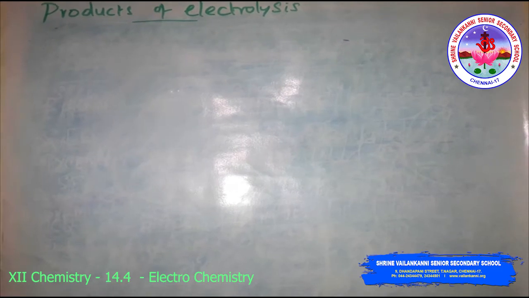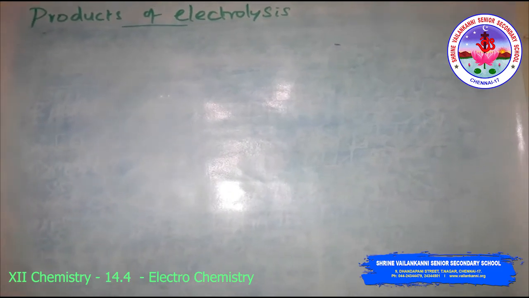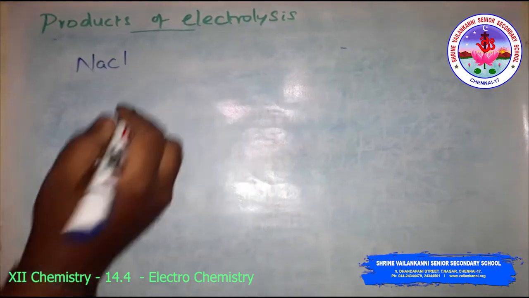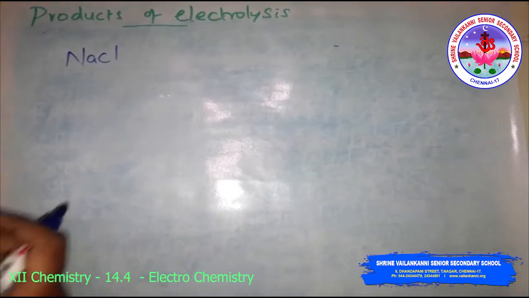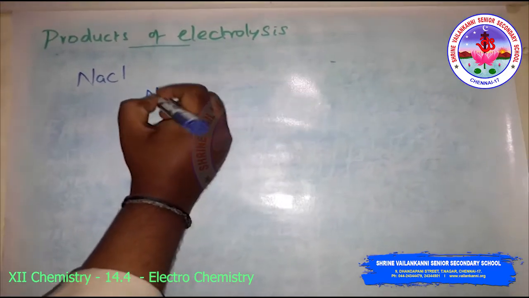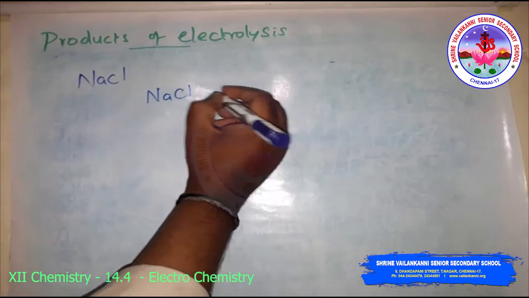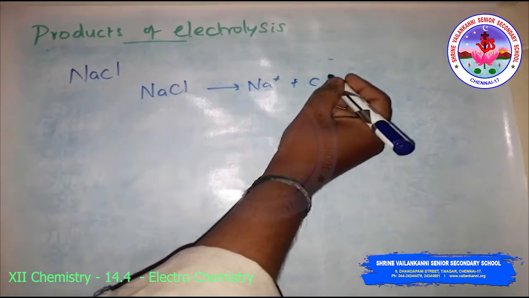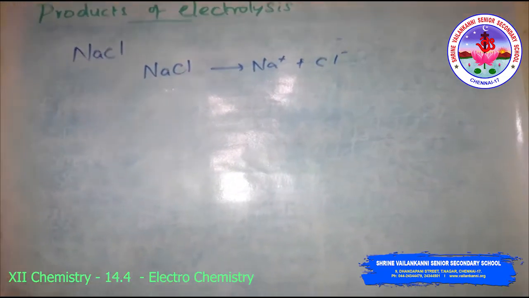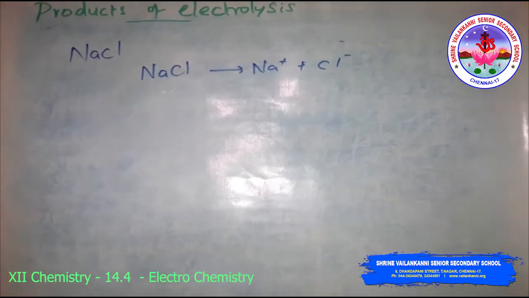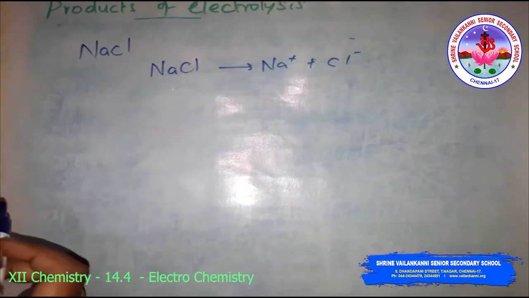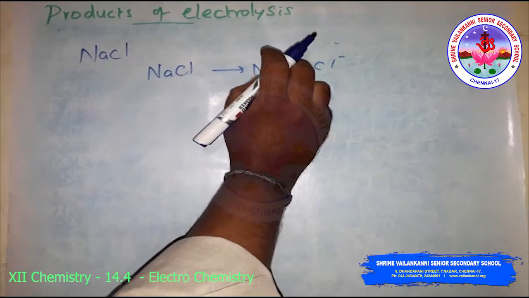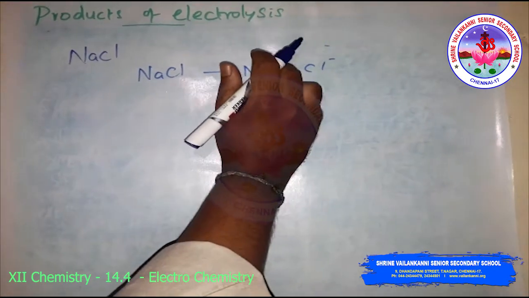For example, molten sodium chloride. The products of electrolysis are sodium metal and chlorine gas, from Na+ and Cl-. That is, the products of electrolysis are sodium metal and chlorine gas, from 2NaCl, like this.